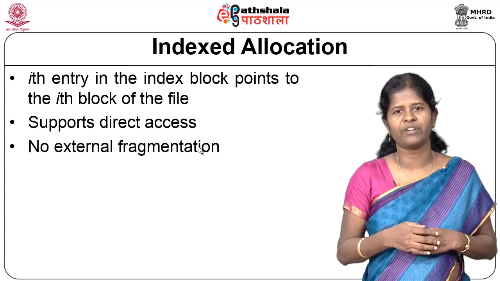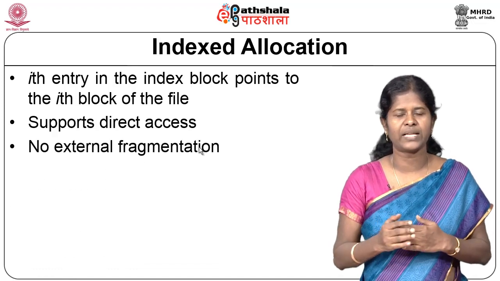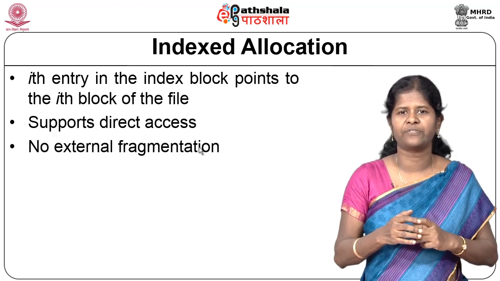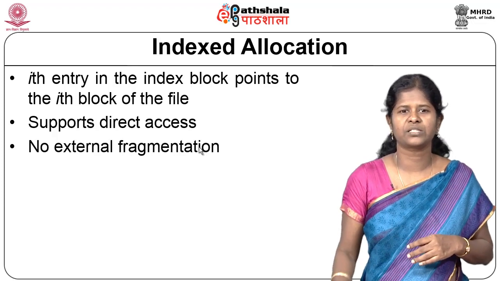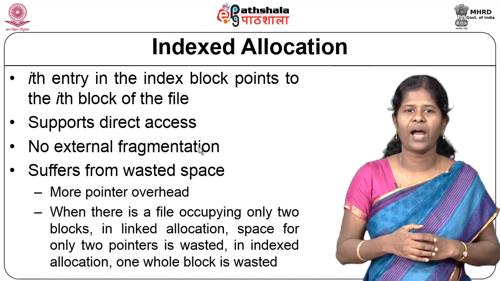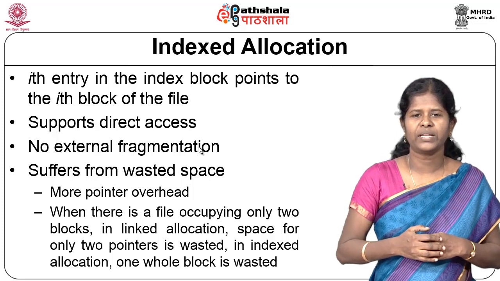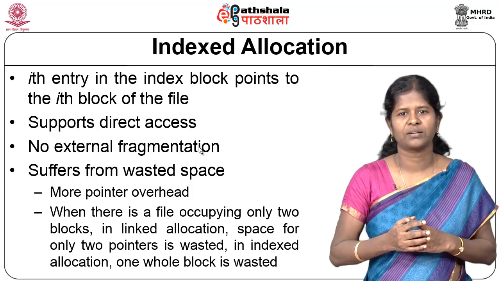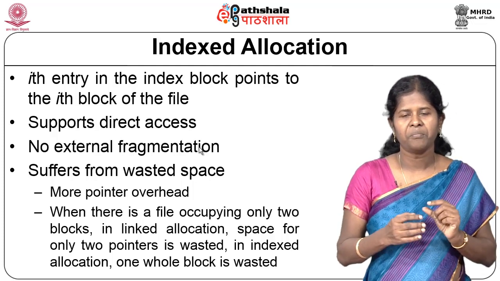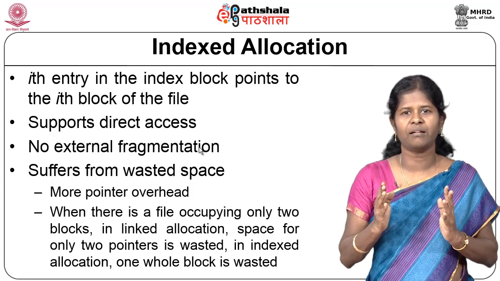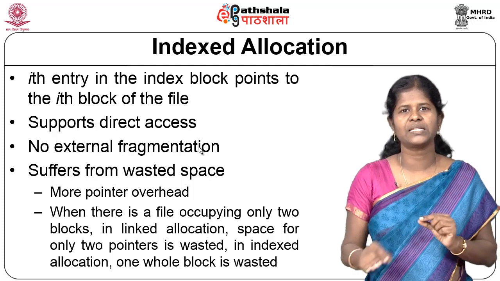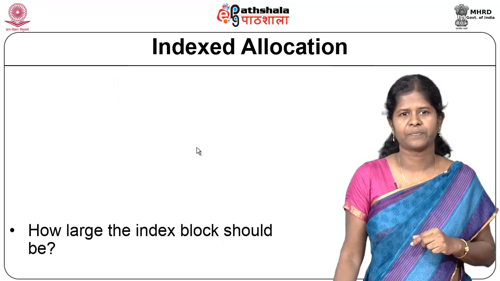And there is no external fragmentation because you do not allocate contiguous space. Any disk block that is free can be used and hence there is no external fragmentation. But the problem is you have more pointer overhead when there is a file which is occupying only 2 blocks. In the case of linked allocation, you need to allocate space only for 2 pointers, but here you need to allocate one single index block, one full block which will have only 2 entries. So, there is wastage of space.